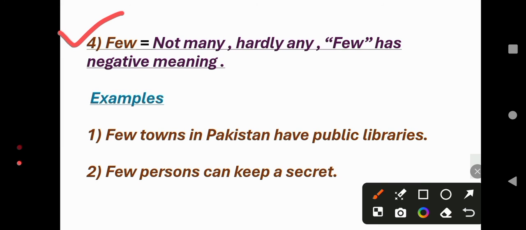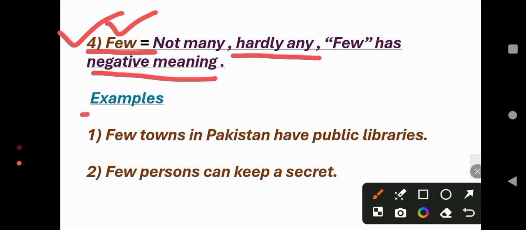And the fourth point is few implies that a number is not many, hardly any, or less than expected. And the word few is used to describe a small number of something. However, it often has a negative connotation, implying that the number is smaller than expected or desired. So let's look at the example.